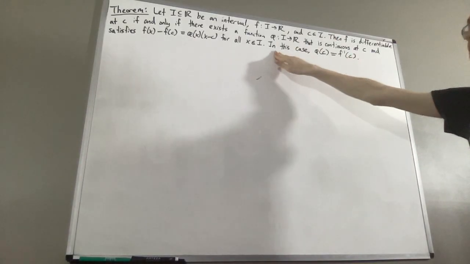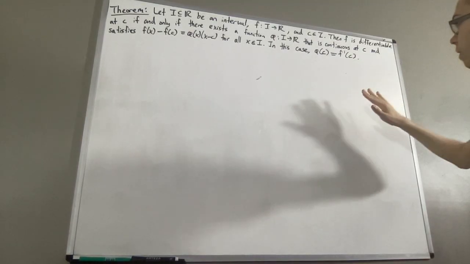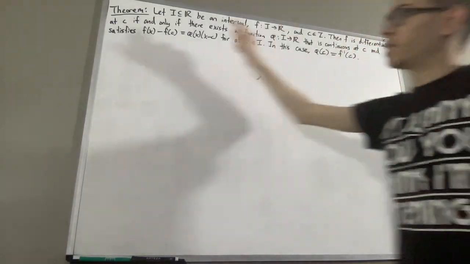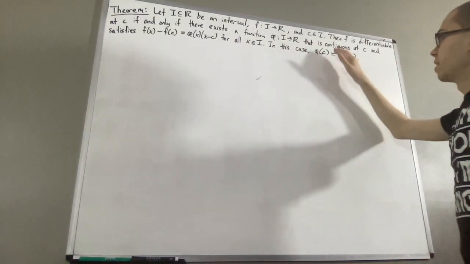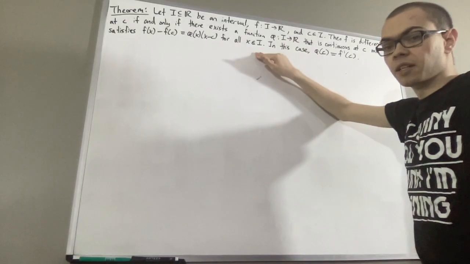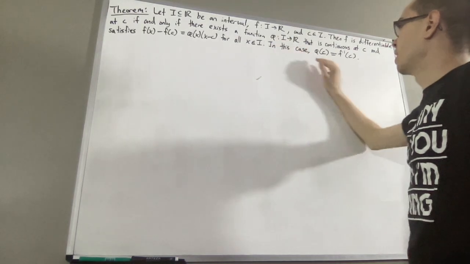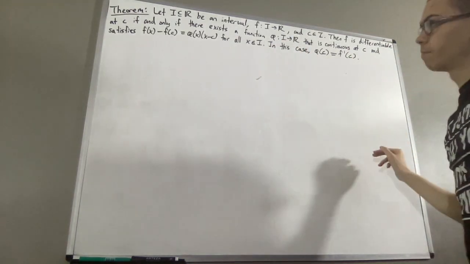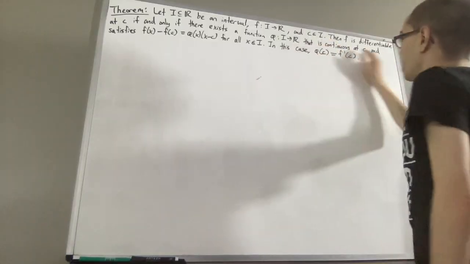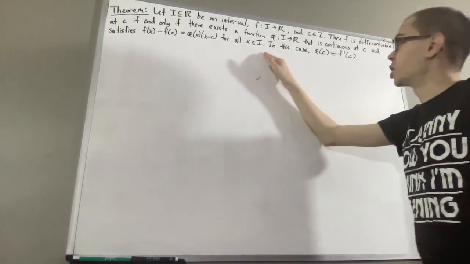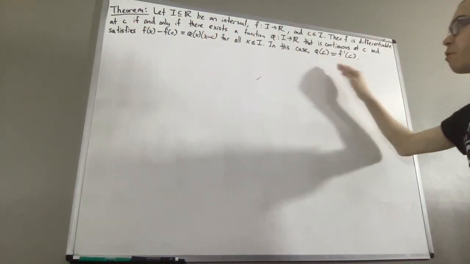Now, when we say, in this case, phi of c equals f prime of c, what that means is the following. If we're given f is differentiable at c, then we can show that there exists a function phi from I to R that satisfies these properties, and it also satisfies the property that when we send c into the function phi, it ends up being the derivative of f at c. Conversely, if we're given that there exists a function phi from I to R that satisfies these properties, we can show that f is differentiable at c, and the value for the derivative of f at c is precisely phi of c.